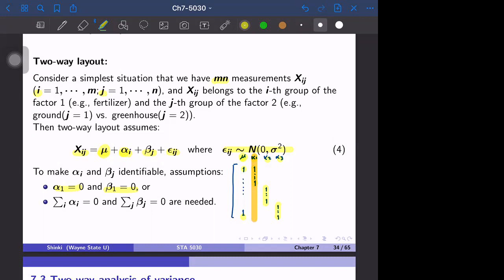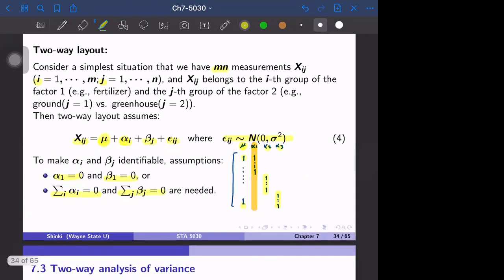And another way to put the restriction is that the summation of alpha i is equal to 0. So this effectively reduces one parameter. And the summation of beta j is also 0. So this is the definition of the two-way layout.